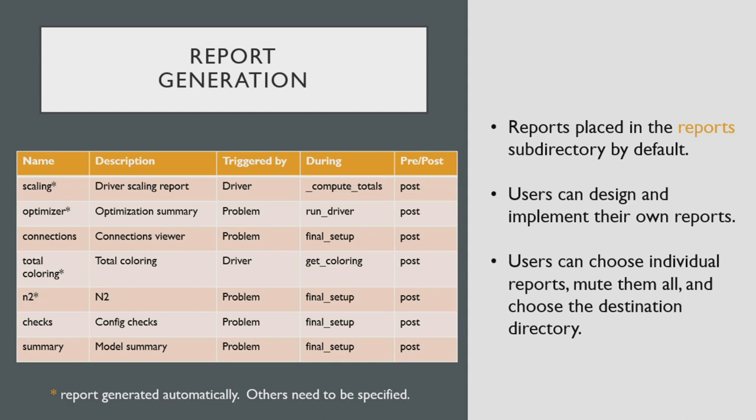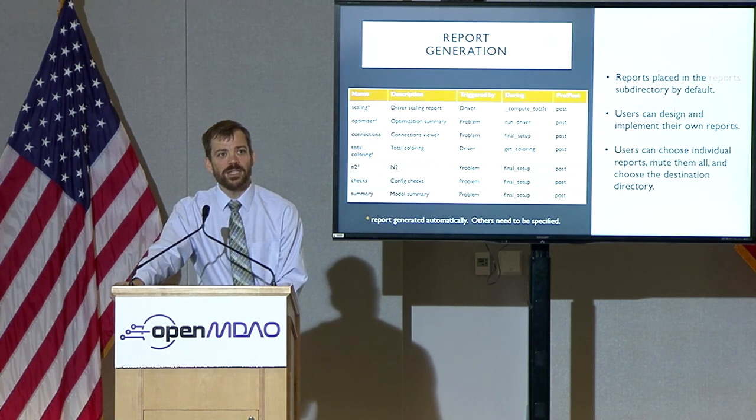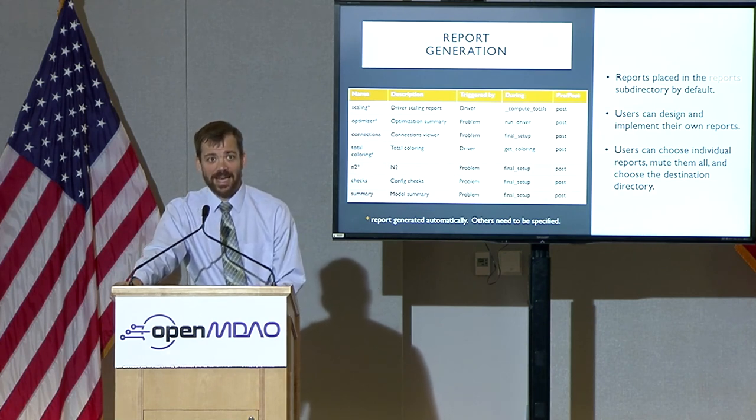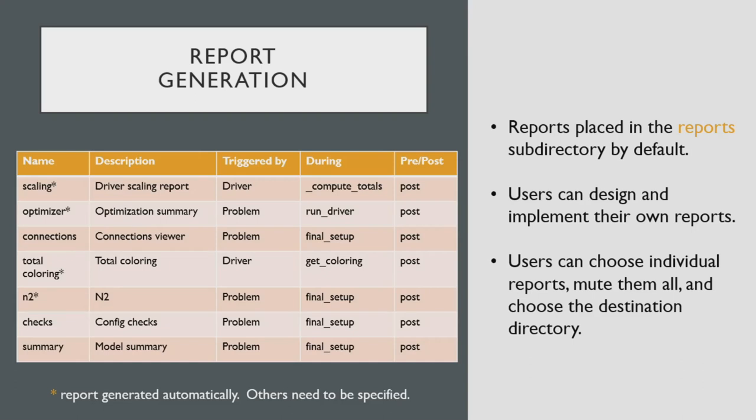So we have the scaling report, the optimization report, a connections report, total coloring, the N2 diagram that pretty much everybody knows about, a checks report and a summary, and then also we've just recently added an inputs report that I'll talk about here shortly.